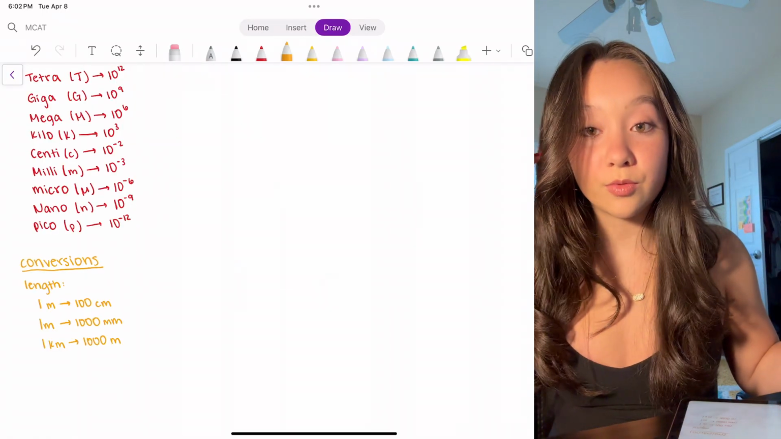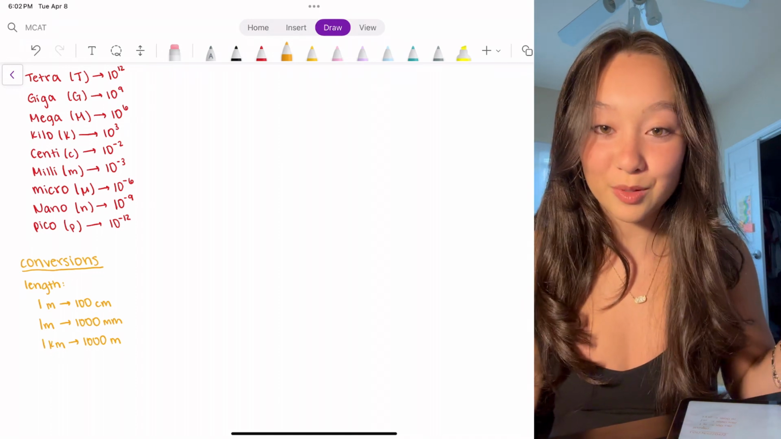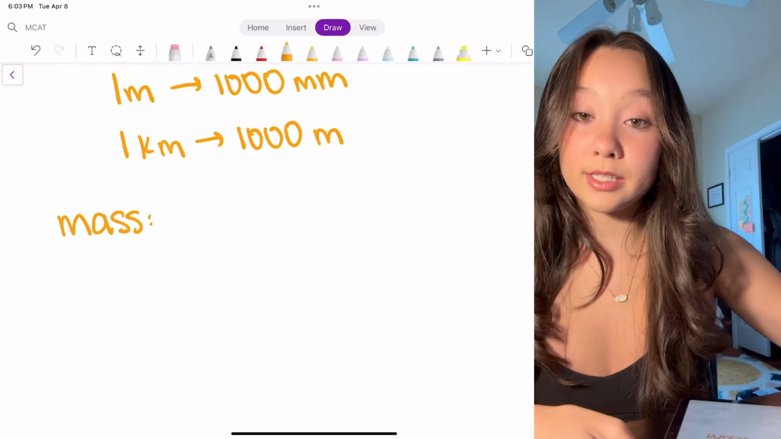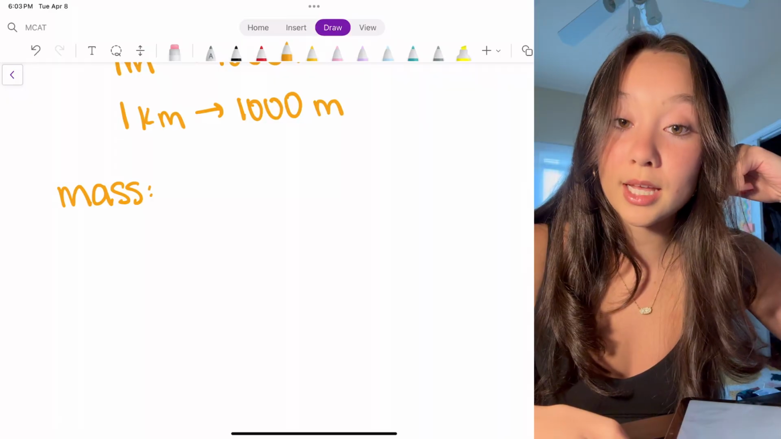This might seem pretty straightforward, but when you're doing conversions and you're moving the decimals over, it's very easy to get them confused and mixed up. Next, we're going to move on to mass. This is very similar to length as we just did. The SI unit for mass is going to be kilograms.